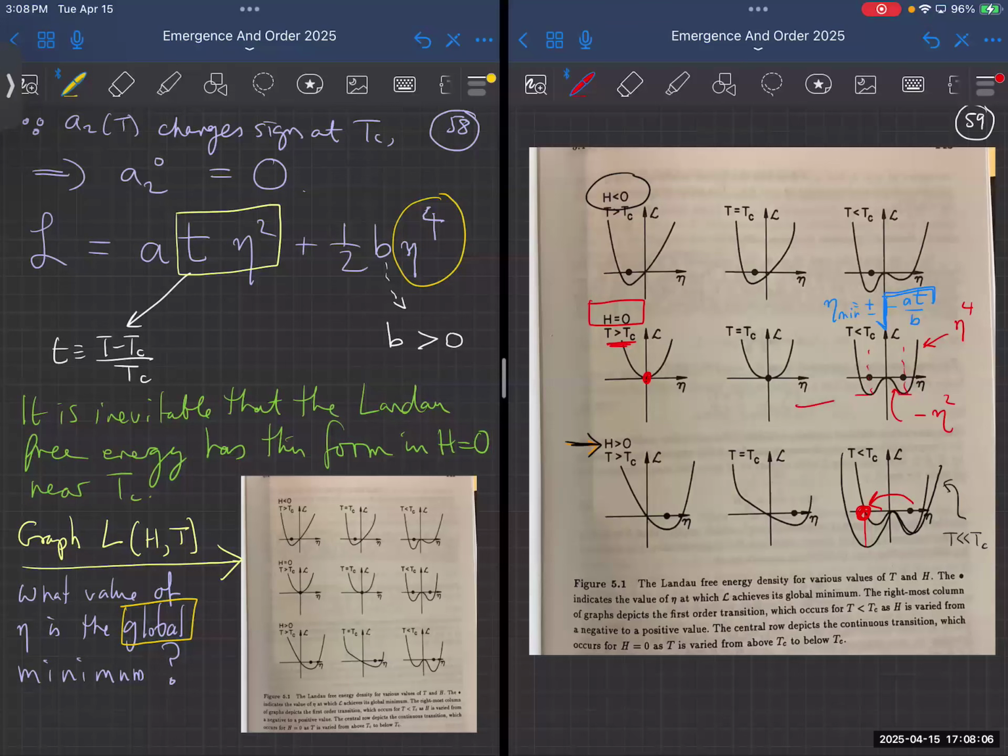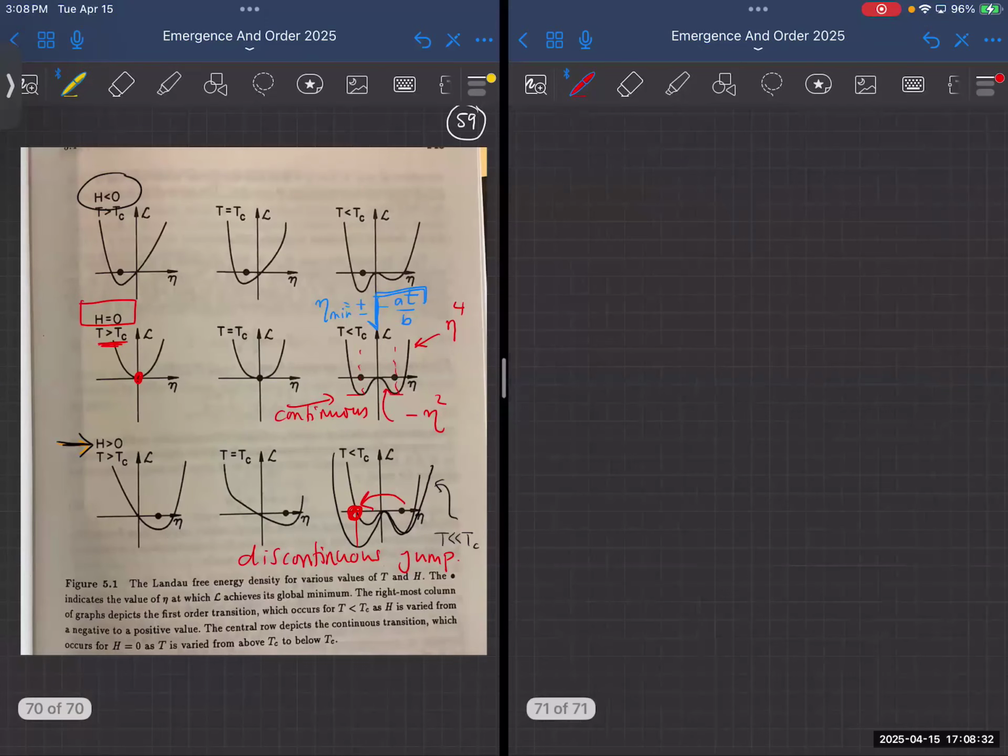So here we have a smooth, continuous transition. And here you have the possibility of a discontinuous transition, a discontinuous jump. And so we predict different behavior depending on H and T. So we predict different types of phase transition with different consequences that come out. Okay, so that would be a really bad choice of color.